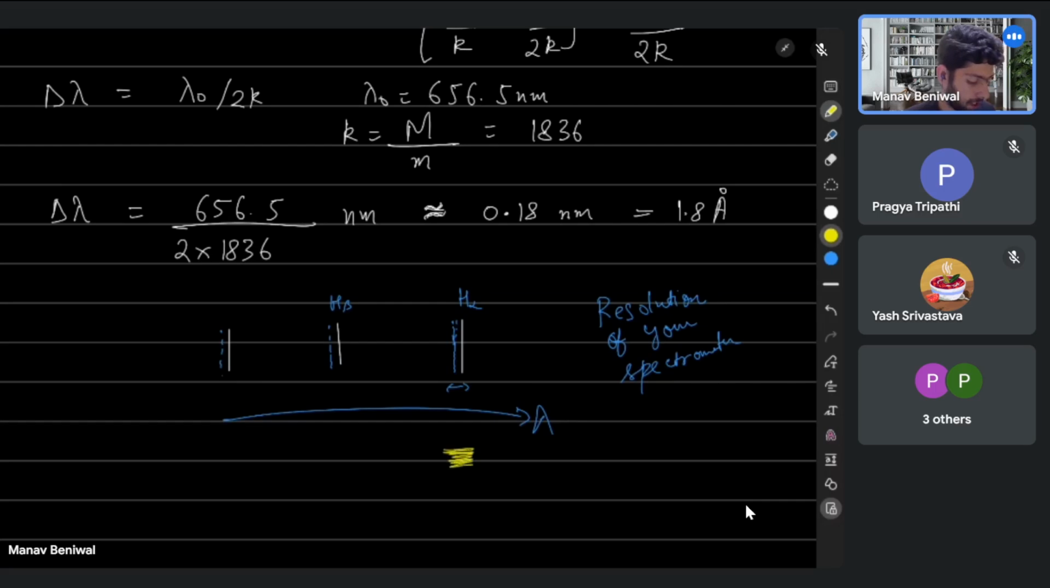So you'll observe some line like this. Now you cannot tell if this is a combination of two lines or just one line, because it has some thickness coming from your instrument. And this distance d is what you call the resolution of your spectrometer. As time progressed, people were able to make better quality spectrometers, and after that they started observing these lines.